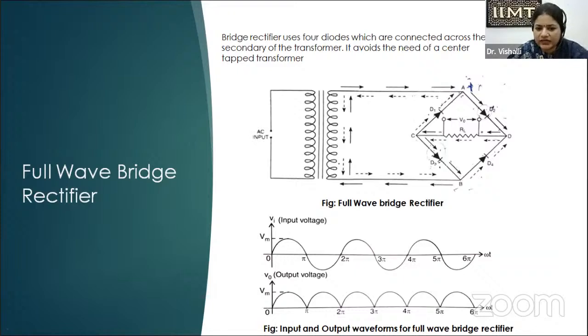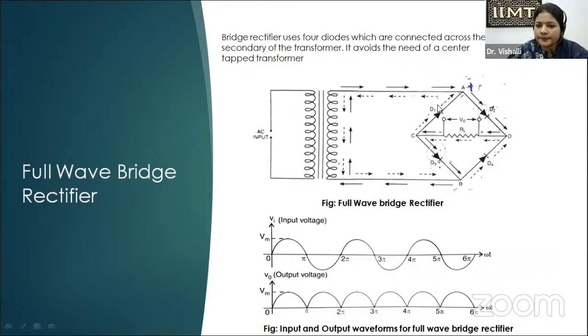Now we will move to the next half cycle, which is from pi to 2 pi. In this negative half cycle, the polarities get reversed. A will become negative and B will become positive. In this situation, diodes D1 and D4 will be forward biased, and diodes D2 and D3 will be reverse biased. So the situation is now reversed. D1 and D4 will be conducting, and D2 and D3 will be non-conducting. They will be in the cutoff state because of the reverse biasing.